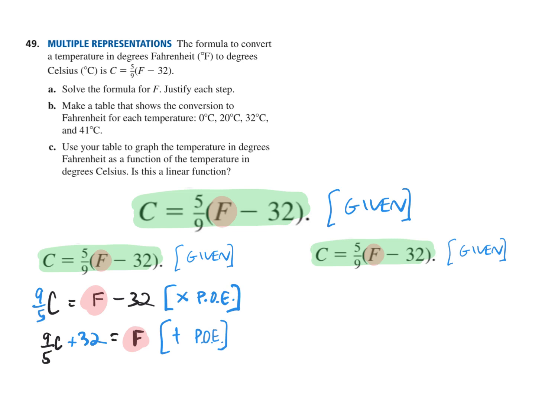So I said that some students would do this a little differently. Some students might have distributed first. That's okay, you can use the distributive property. Then we'll have c equals 5/9 times f, and 5/9 times 32, which is 1/69.